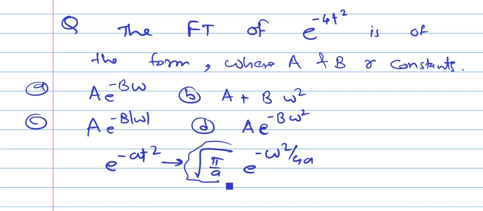Pi is a constant, a is also some constant, 4a is also a constant, that is denoted by b. A and b are constants. So Fourier transform is of the form e raised to power minus omega square. The only option available is option D. So the correct answer for this question is option D.